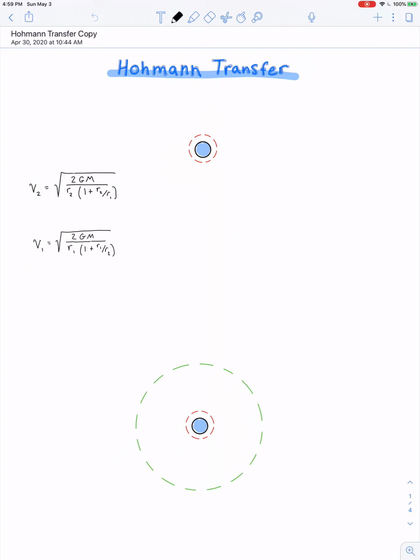In this video lesson we're going to describe a process known as a Hohmann transfer, which provides a method that you can get a satellite into a geosynchronous orbit. So first let me point out an equation you should be familiar with, this one right here.